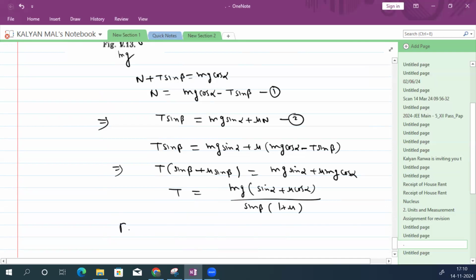For T minimum, when the T is minimum, then the denominator should be maximum. So T minimum means the sin beta (1 plus mu) should be maximum.